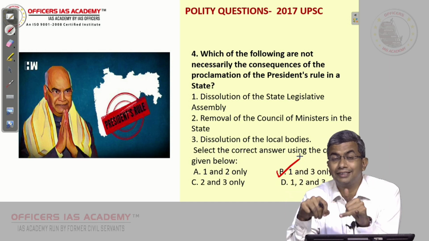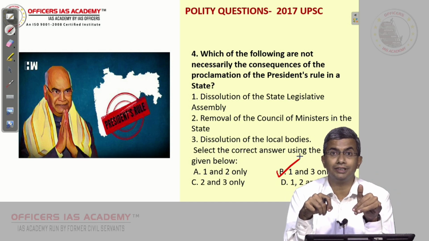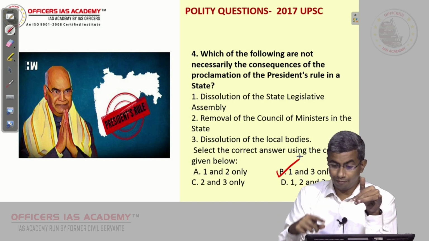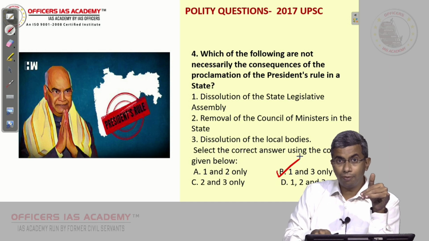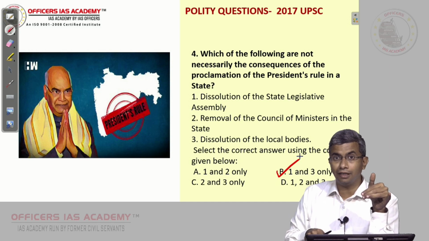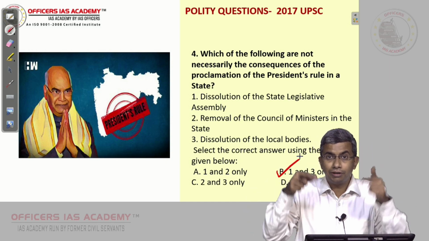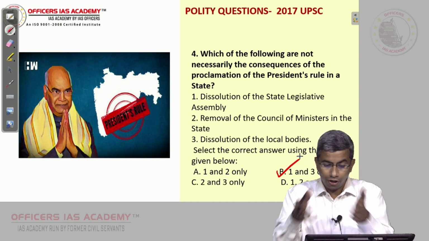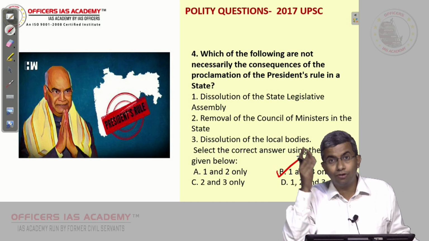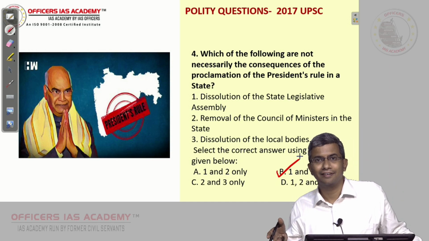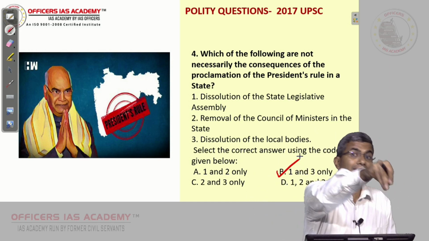Which of the following is necessarily a consequence of proclamation of emergency? That is what I was thinking while I read the question. That is what I was thinking, and I said 2 is not here, so this should be eliminated and we will search for answers in the balance 3. Then I realized, the question is which is not necessarily a consequence, which means if there is an option which does not have 2, then that is the right answer, because other 3 have 2 as an option and 2 is necessarily a consequence. The question is which is not necessarily a consequence.